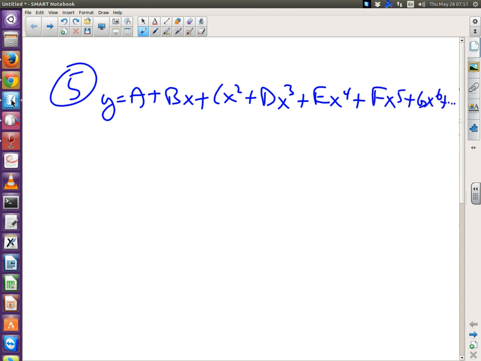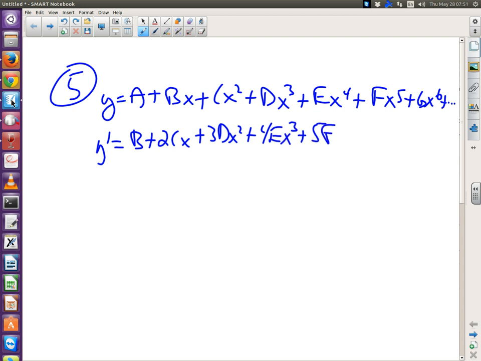Okay. Alrighty. And so y prime, you know it. It's b plus 2cx plus 3dx squared plus 4ex cubed plus 5fx to the 4th plus 6gx to the 5th plus forever. So what's weird here is all we're doing is power rule for derivatives. We're not using antiderivatives really to solve a differential equation. That's really weird.